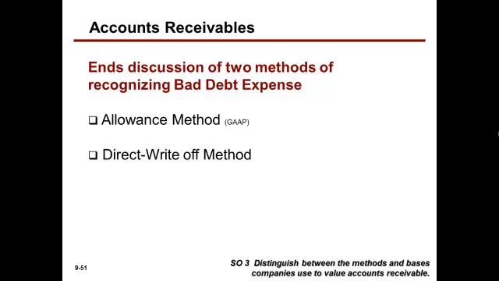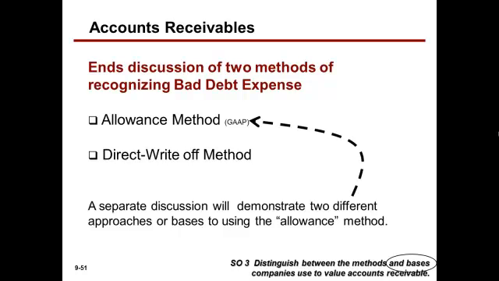Well, this ends our discussion of the two methods of recognizing bad debt expense, the allowance method, which is GAAP, and the direct write-off method. There'll be a separate discussion which will demonstrate two different approaches or bases for using the allowance method. That'll be in a separate narrative.